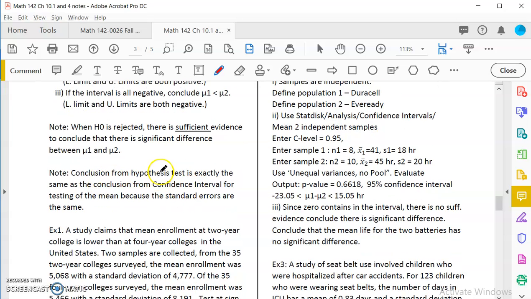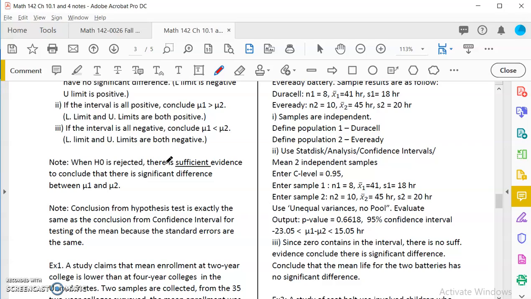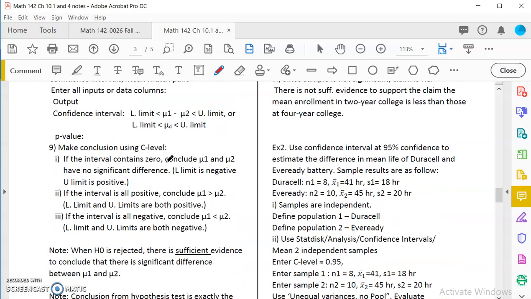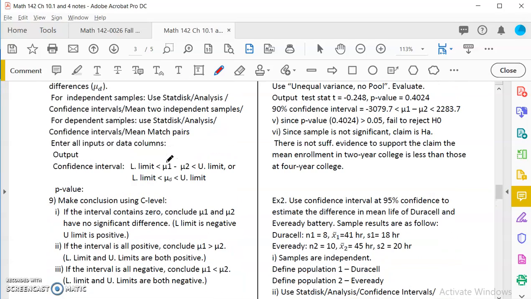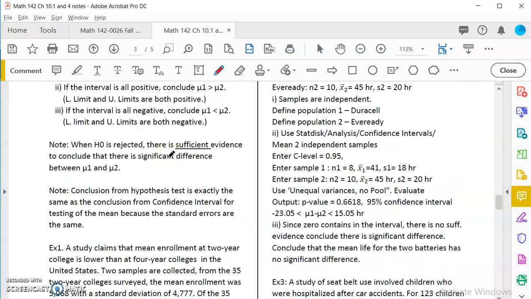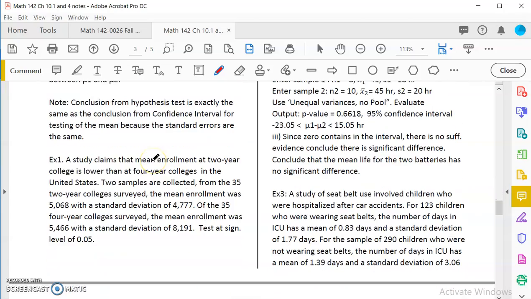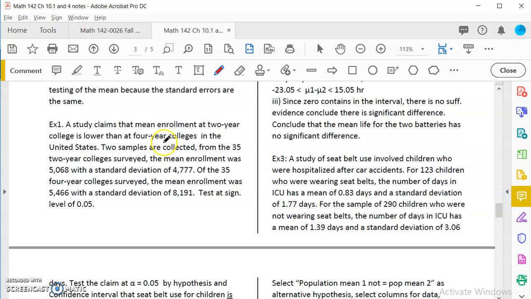So the note here is, when you make a conclusion from a hypothesis test and a confidence interval, basically the conclusions are the same because they use the same standard error. And remember, in all cases, at least in this course, we always assume that the variances are not pooled because they are not equal and unknown. So we almost 100% use the t-distribution. Example 1, so I'm going to run an example.